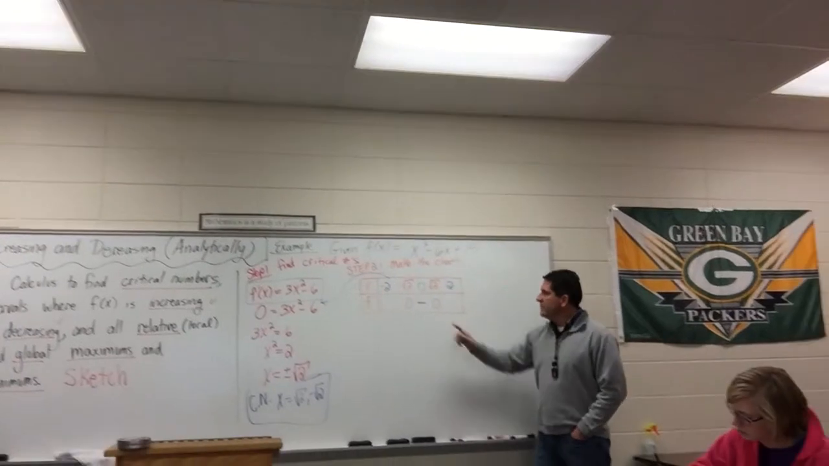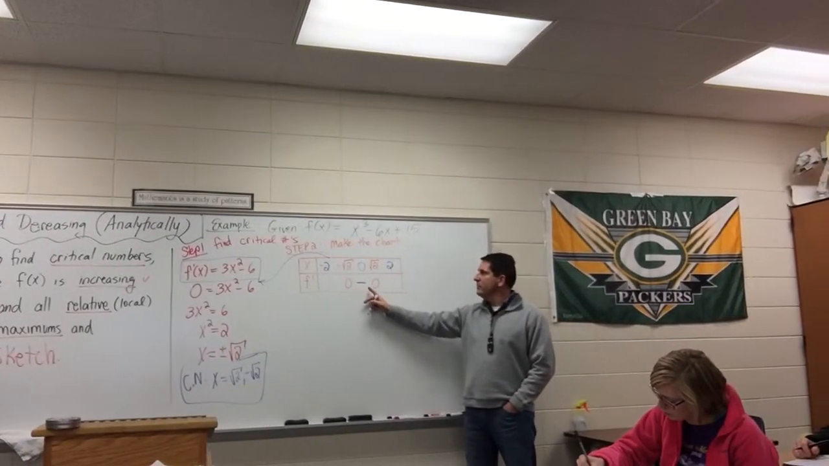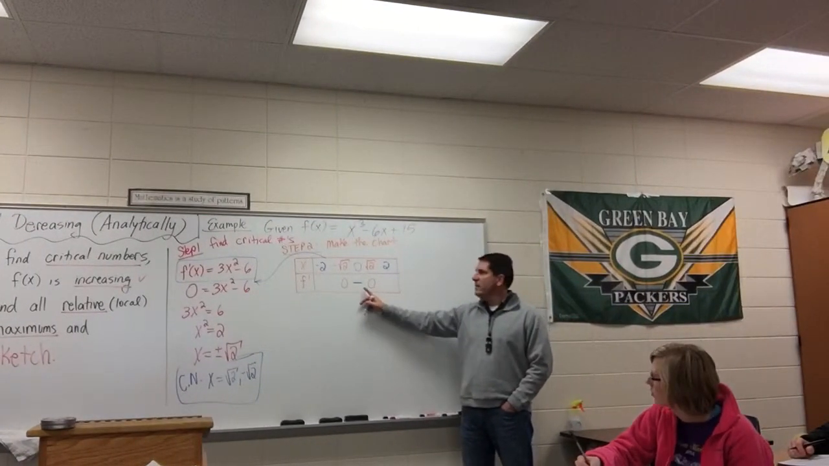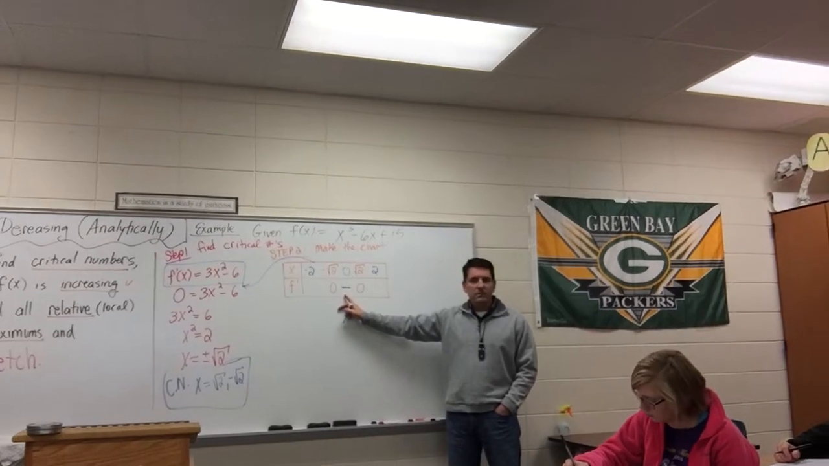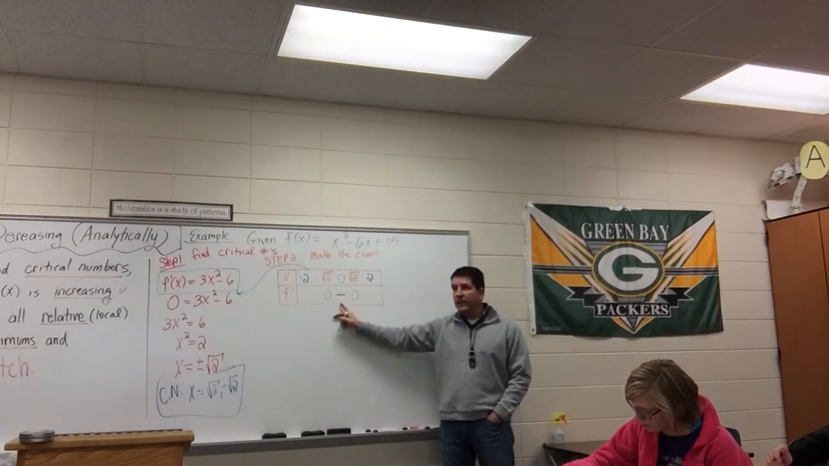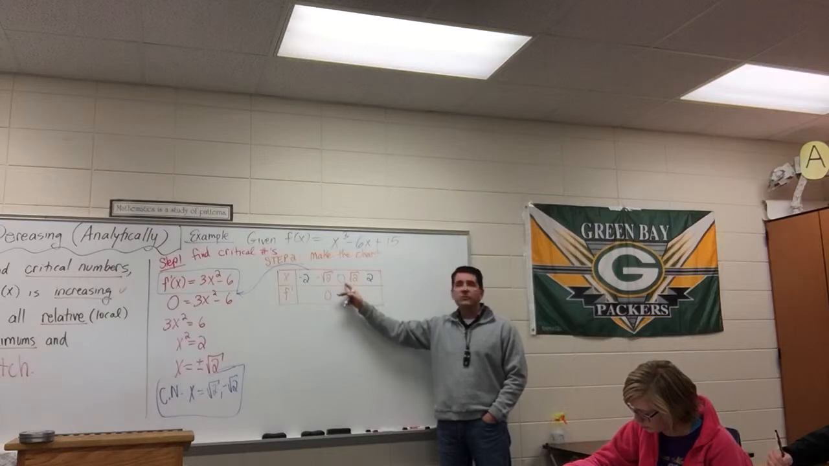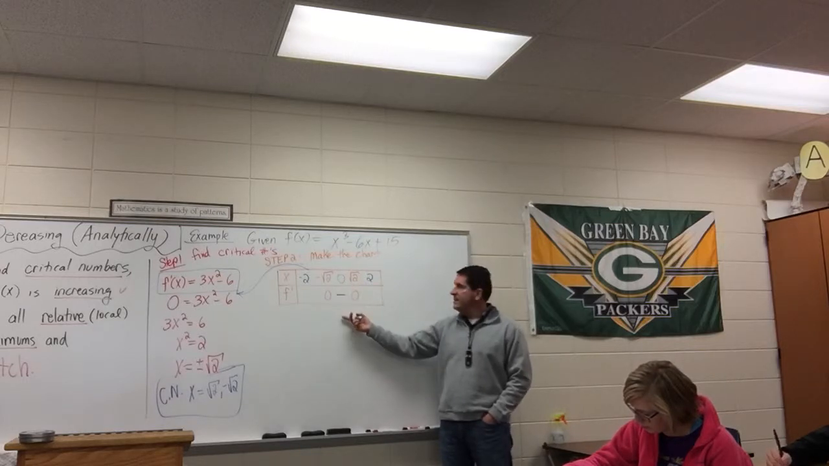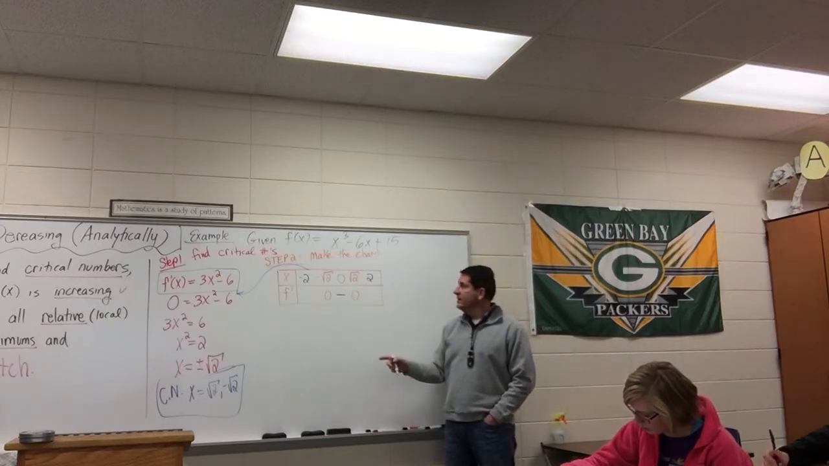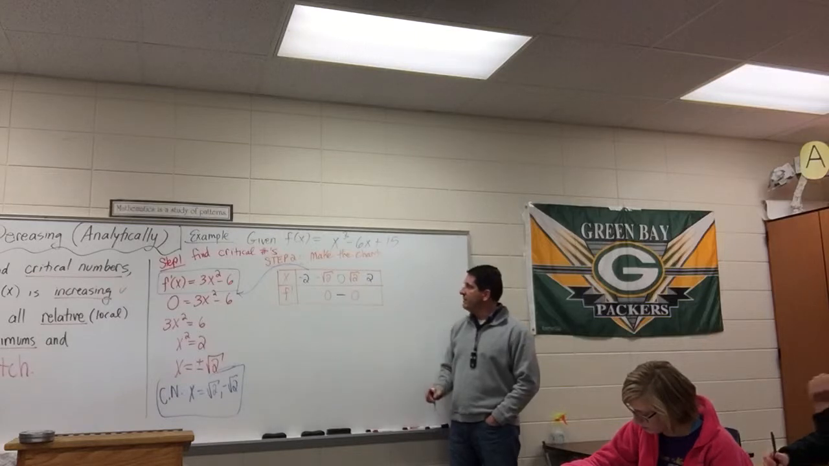That means between negative square root of 2 and positive square root of 2, the derivative is always negative. For every single value in between. It didn't even matter which number that we picked. 0 was really easy, but it would have taken anything. And it always would have been negative.